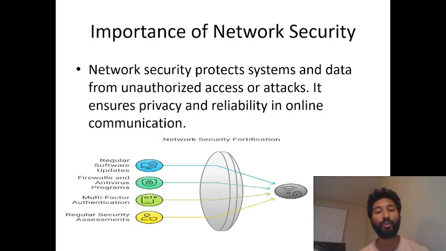Network security protects systems and data from unauthorized access or attacks. It ensures privacy and reliability in online communication. You can see enhanced network security. This is from one layer, and network security functions in this layer, and it is transmitted to regular software updates, firewalls, antivirus programs, multi-factor authentication, and regular security assessments. So these are the four levels of security I have given here.